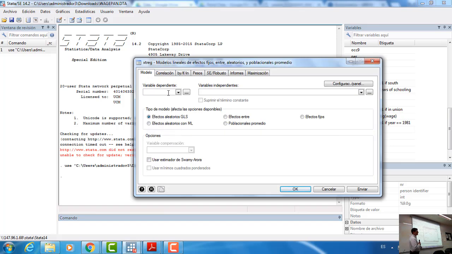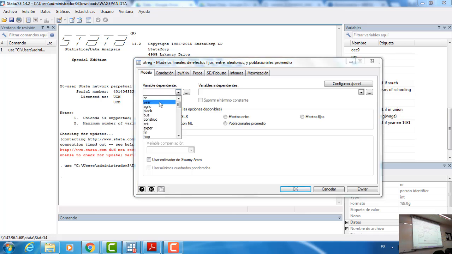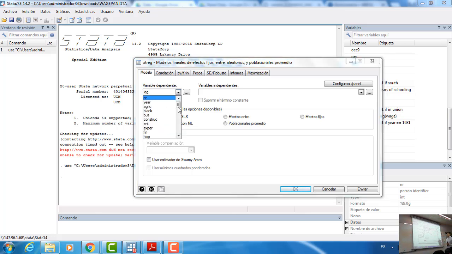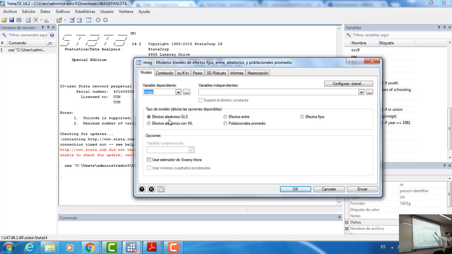And then you come to this window. You come to this window that is the estimation window for Stata linear models using panel data. It is a very useful type of window. I want you to notice that there are many options, many options. So what are the possibilities that you remember the options of this particular window?